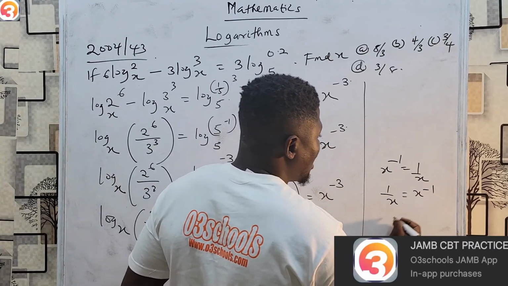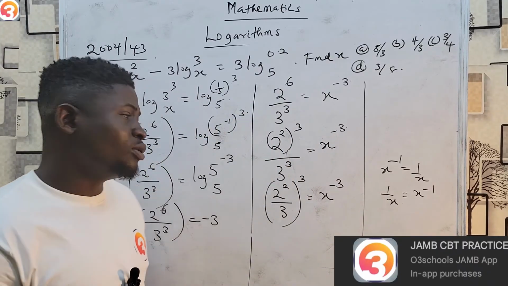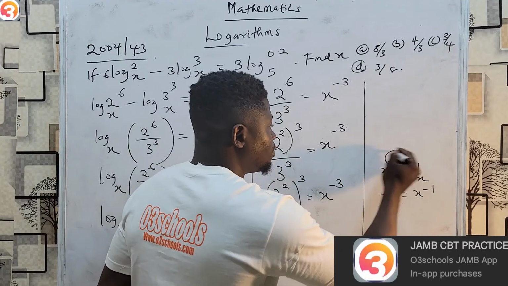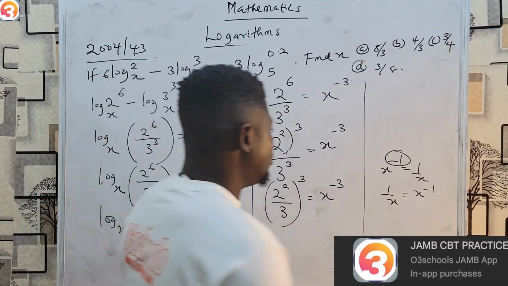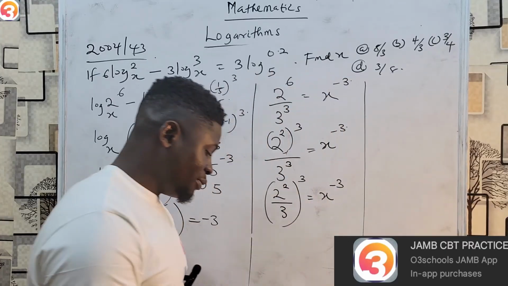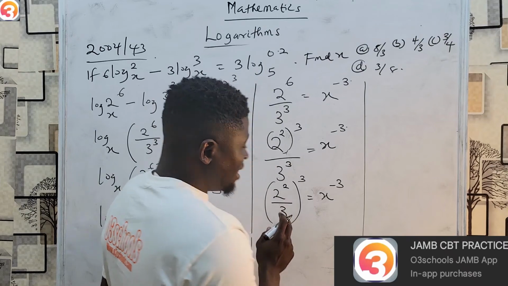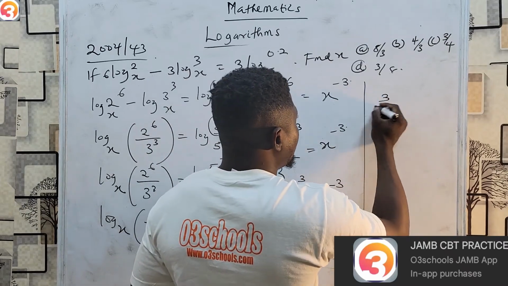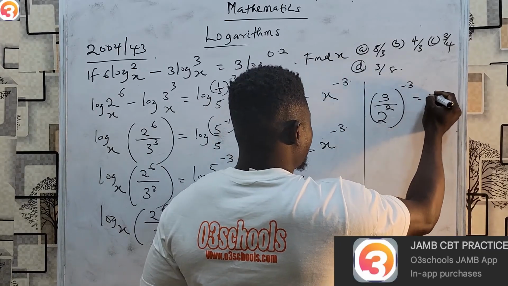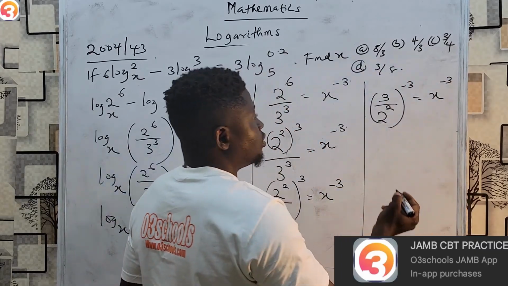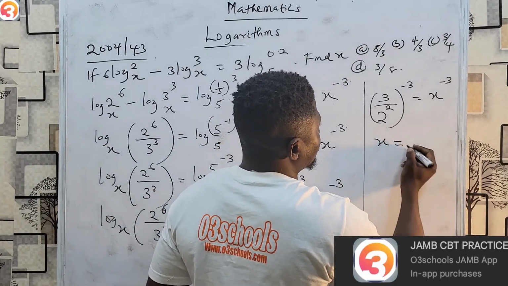So if we want to have x over 1 now, and we want to invert it, we need to introduce the power minus 1. Are you together? That's the exact thing we do to get a final conclusion on the answer. So doing that, we're going to have 3 over 2, raised to the power 2, raised to the power minus 3, is equal to x raised to the power minus 3. Of course, the powers will cancel out, and that means x will be equal to what now?